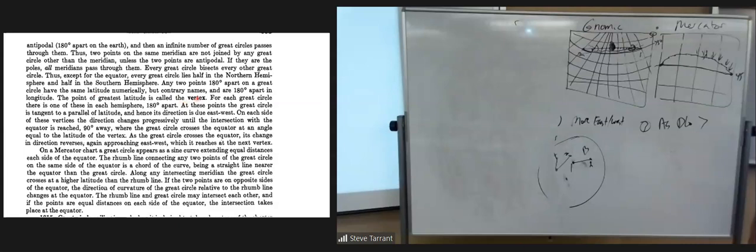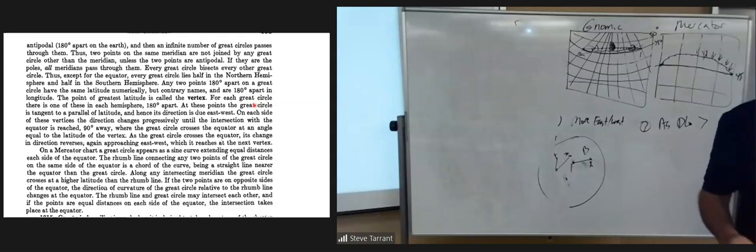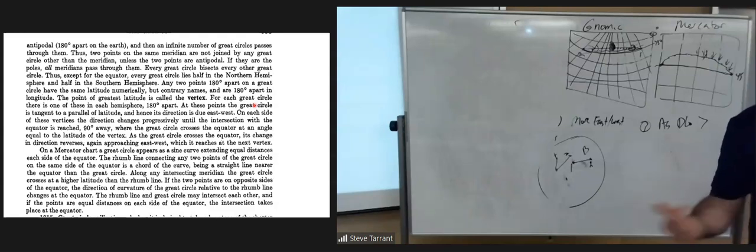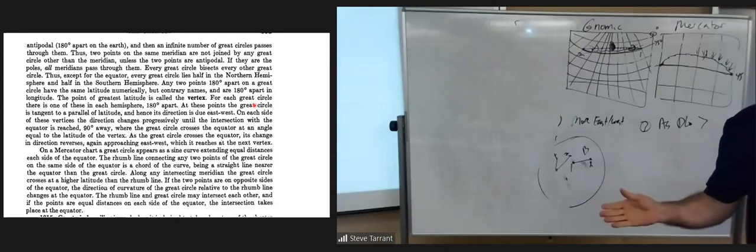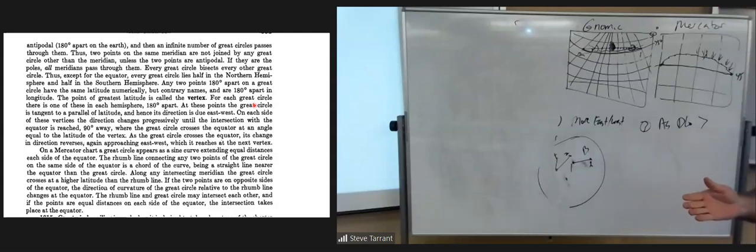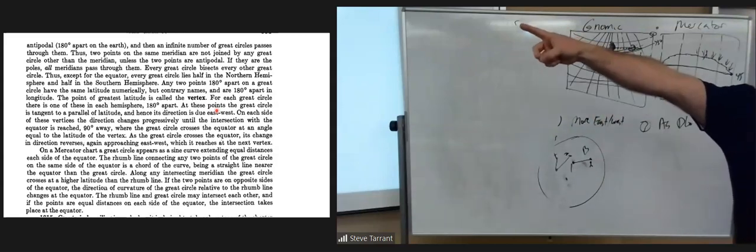The points of greatest latitude are called the vertex. For each great circle, there's one in each hemisphere, 180 degrees apart in longitude. At these points, the great circle is tangent to a parallel of latitude, and hence its course is either east or west. It can't be both simultaneously, because you'd have to explode to go both ways. You're either going east or west when you're at your vertex. On each side of these vertices, the direction changes progressively until the intersection of the equator is reached 90 degrees of longitude away.